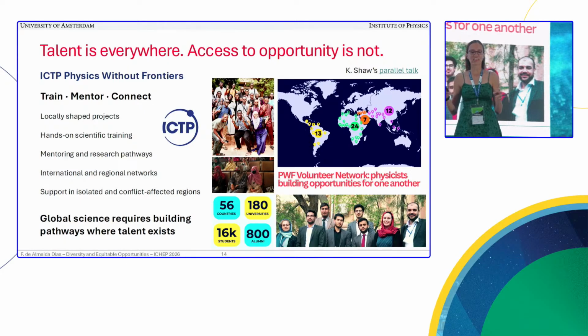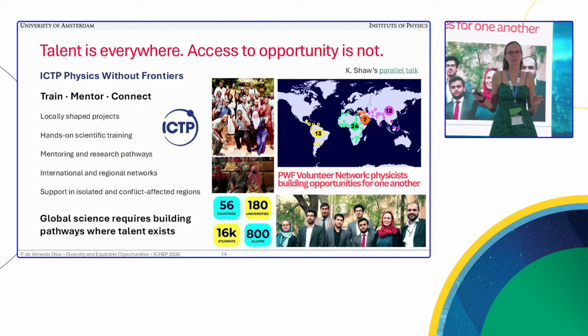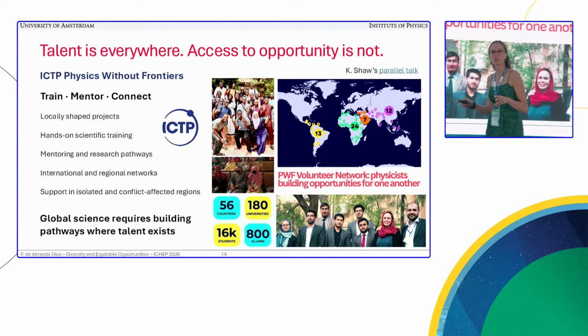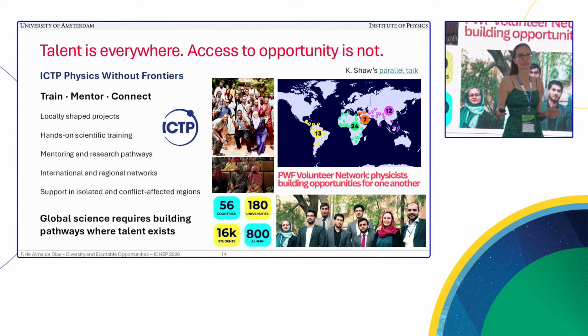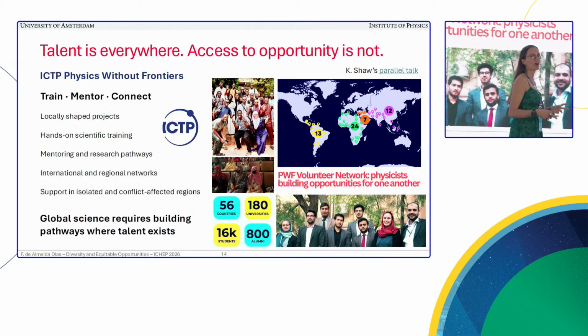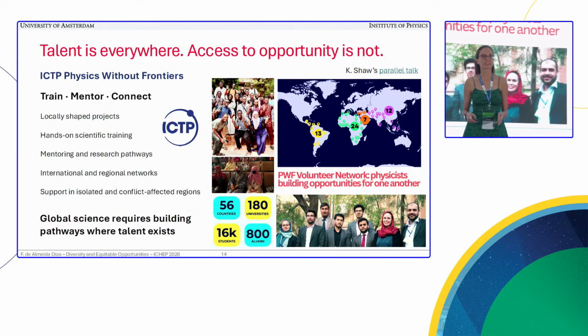The idea here is that global science requires building pathways where the talent already exists, and if we want to do the best physics, we cannot afford to lose talent just because all of those very good people are in countries where they cannot access our science.